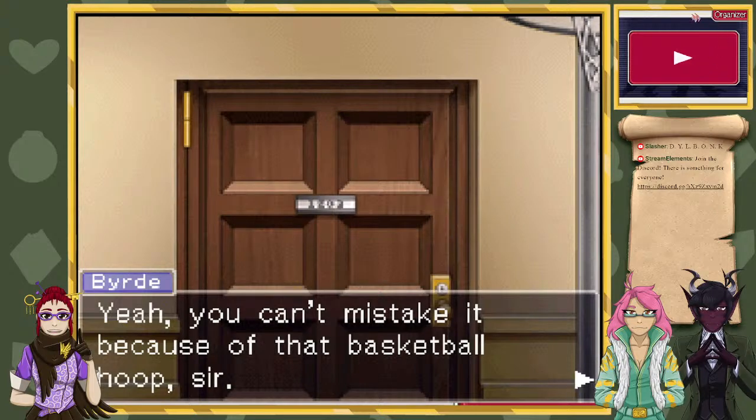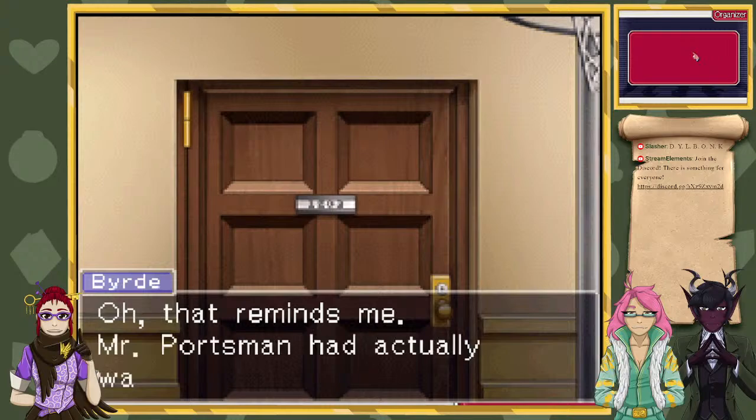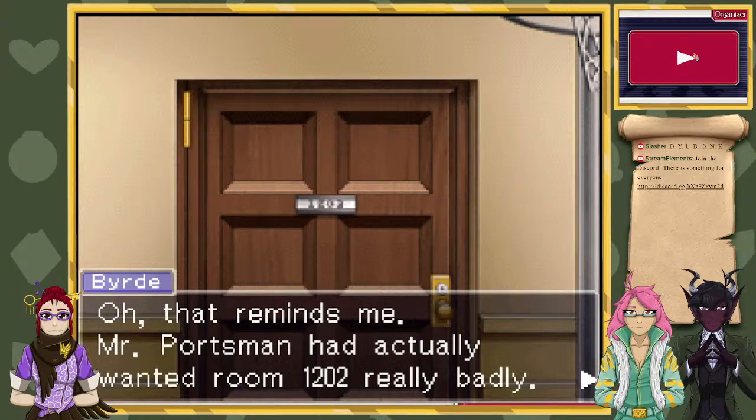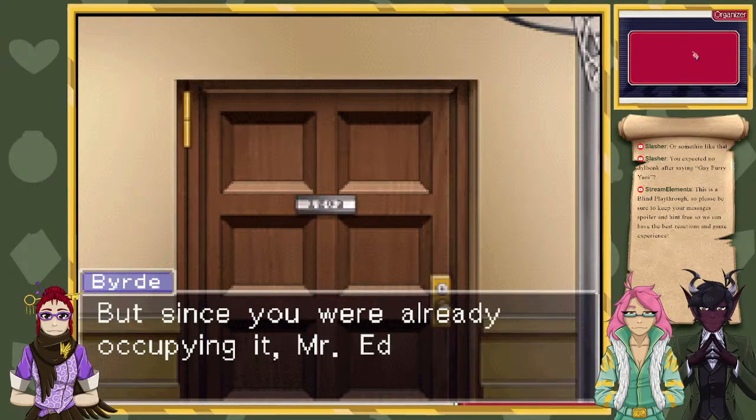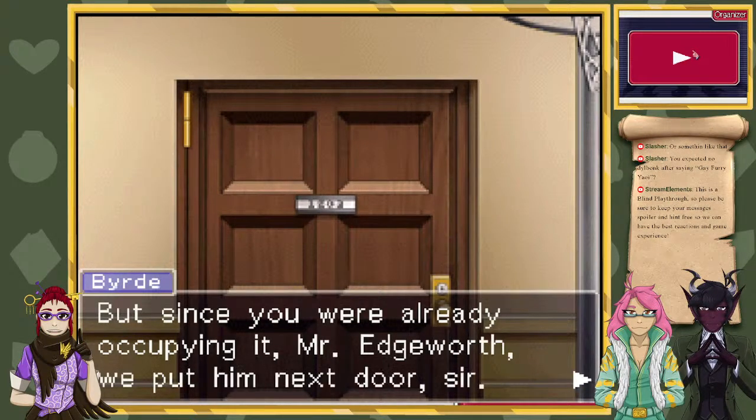Mm-hmm. Yeah, you can't mistake it because of that basketball hoop, sir. Totally moves it. Oh, that reminds me. Mr. Portsman had actually wanted room 1202 really badly. But since you were already occupying it, Mr. Edgeworth, we put him next door, sir.